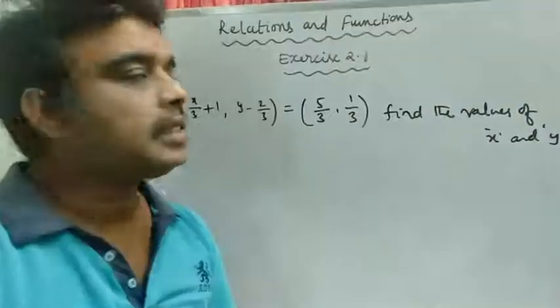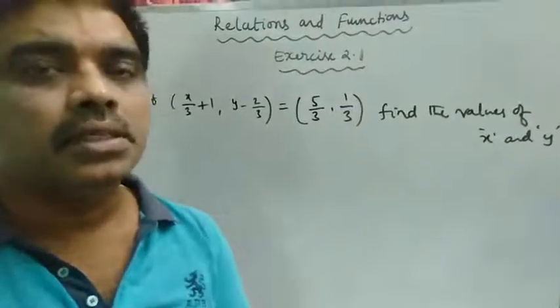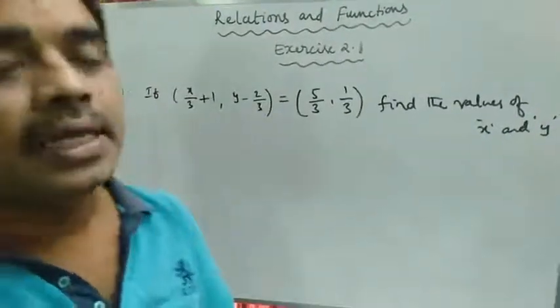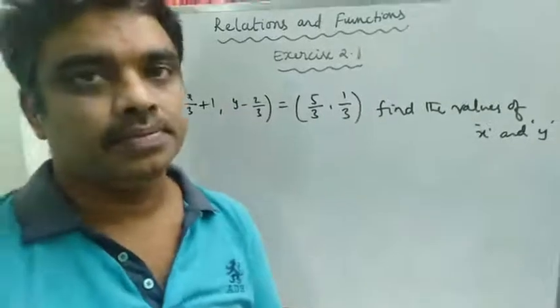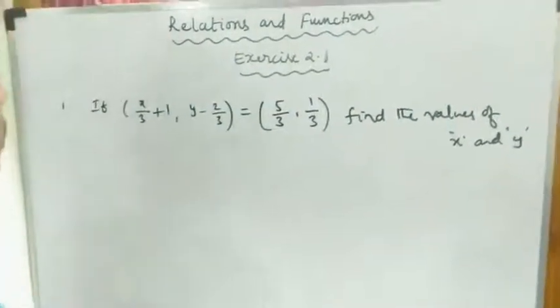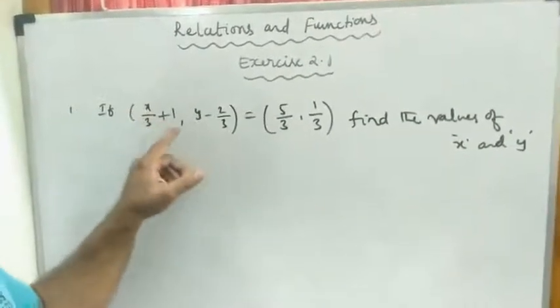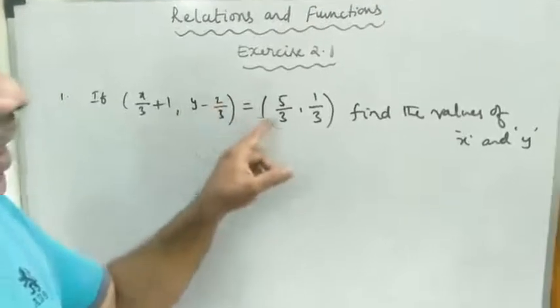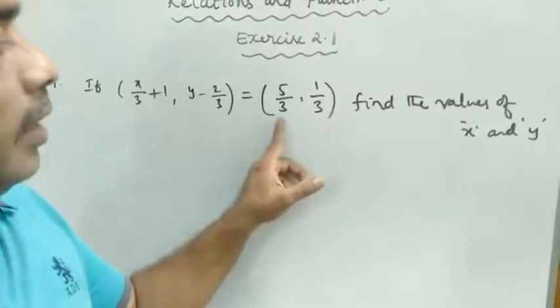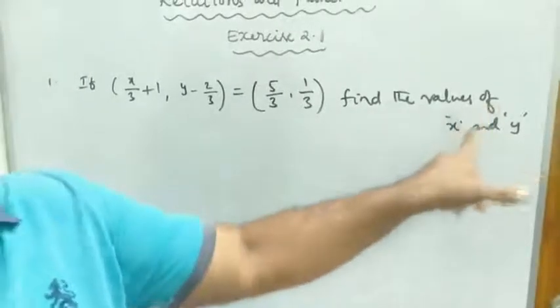Good morning, students. Today's topic is relations and functions, and we are going to work out Exercise 2.1. See the first problem. If the ordered pair (x/3 + 1, y - 2/3) is equal to the ordered pair (5/3, 1/3), find the values of x and y.